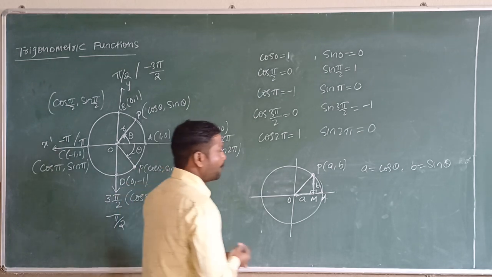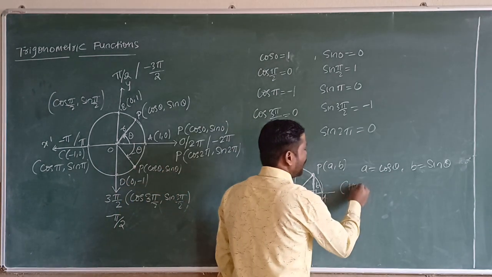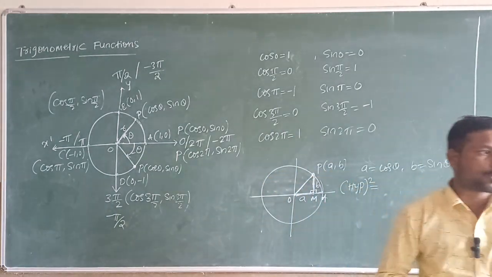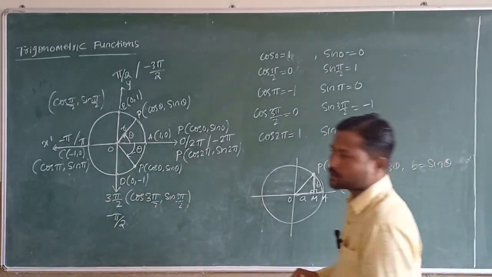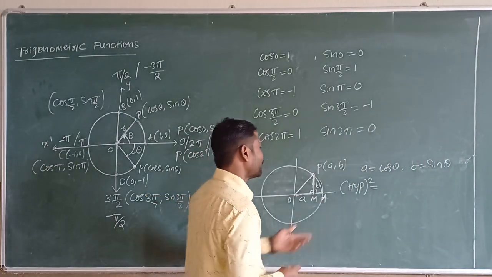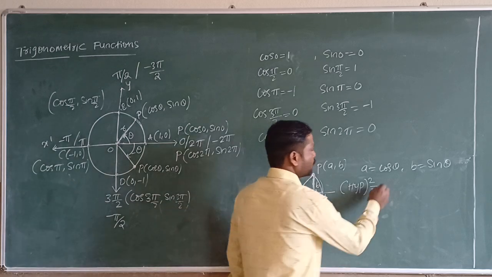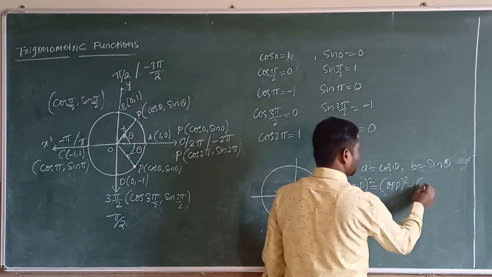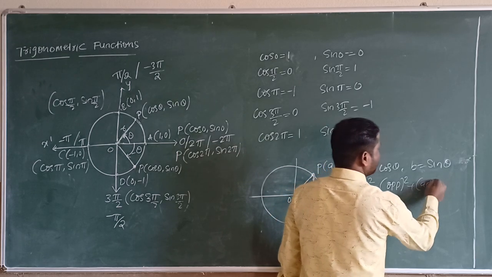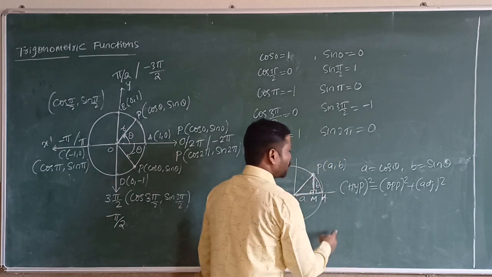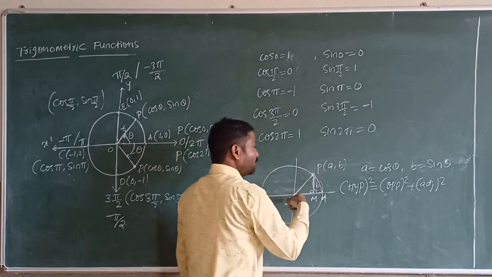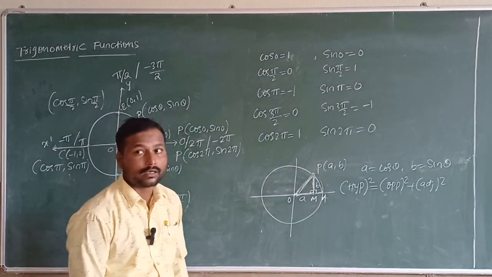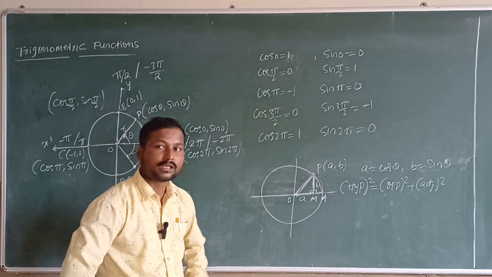Apply the Pythagoras theorem. What is the Pythagoras theorem statement? In a right angle triangle, hypotenuse square is equal to the sum of the squares of the other two sides. Written mathematically, hypotenuse square equals opposite square plus adjacent square. What is OP here? OP is the hypotenuse. OP is equal to how many units?